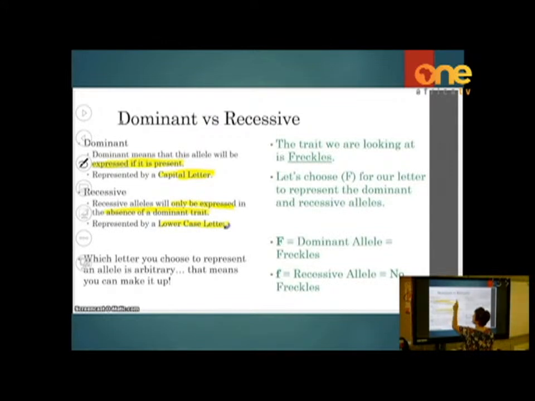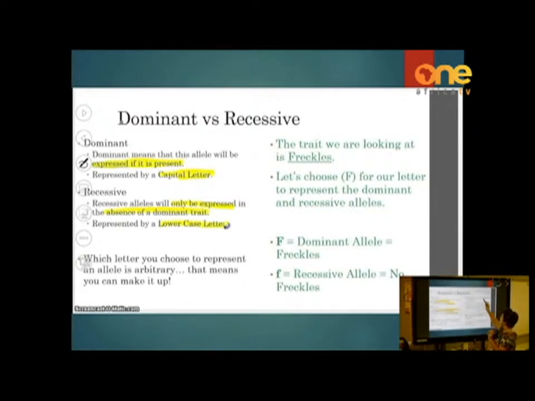Dominant means that this allele will be expressed if it is present. If a dominant allele is present in the genotype of the chromosomes, it will be expressed. And we always represent it with a capital letter.